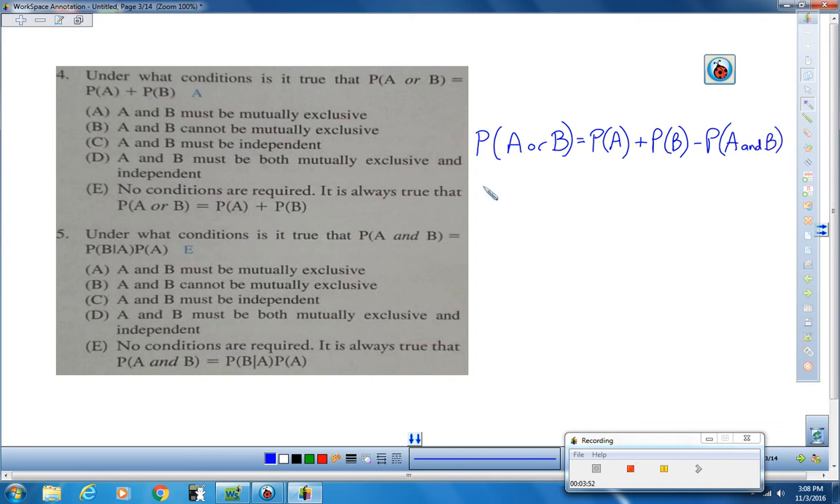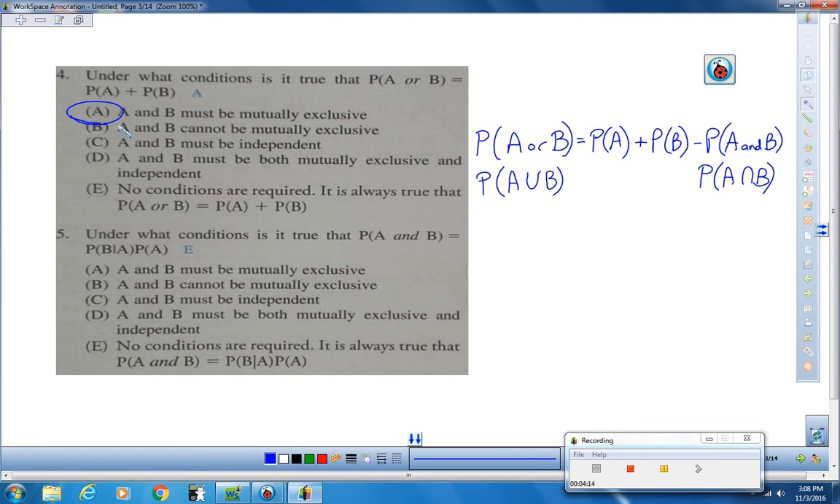But we know that this is the same as probability of A union B, and this is the probability of A intersection B. Well, the only time that we're not going to have to write this A and B is when they don't intersect. And the only time they don't intersect is when they are mutually exclusive. And that's why number 4 is A.